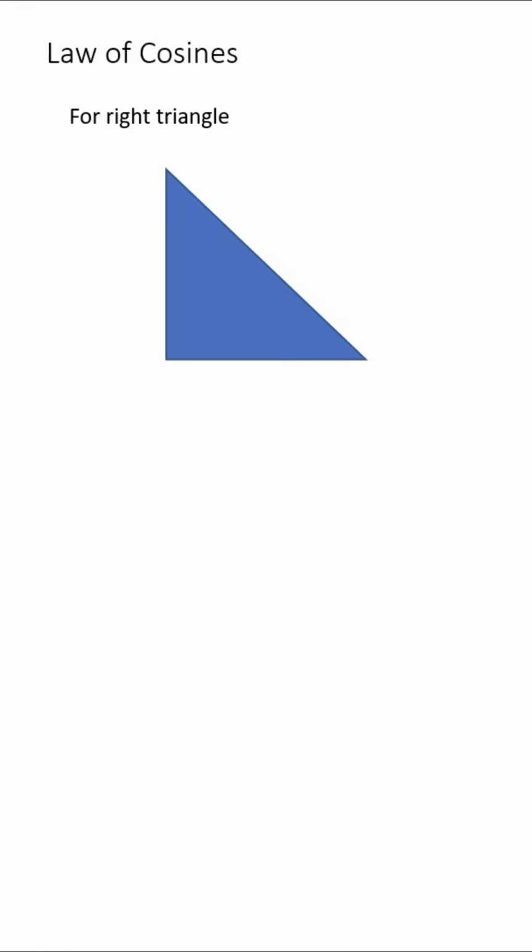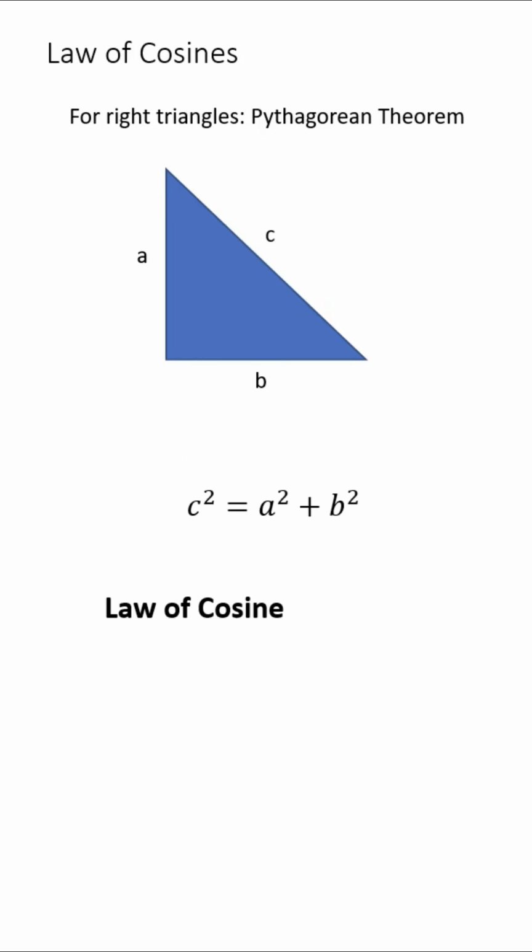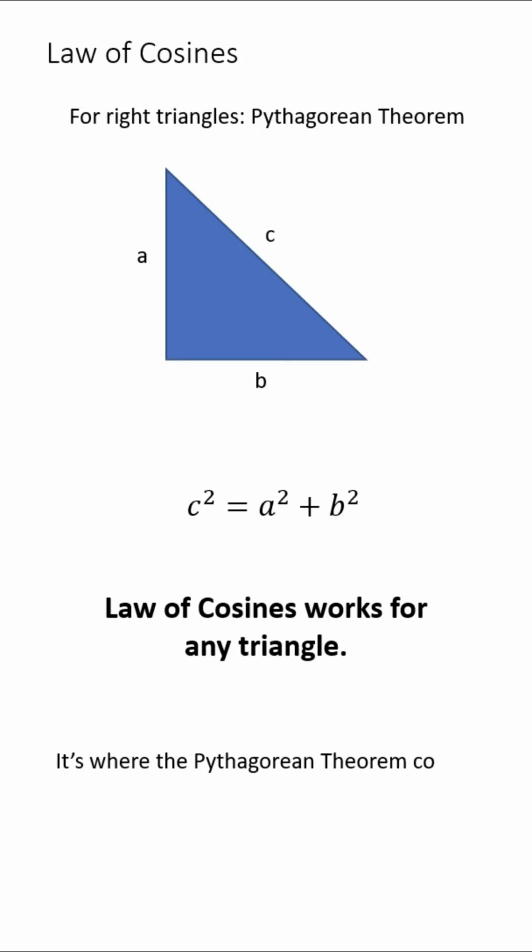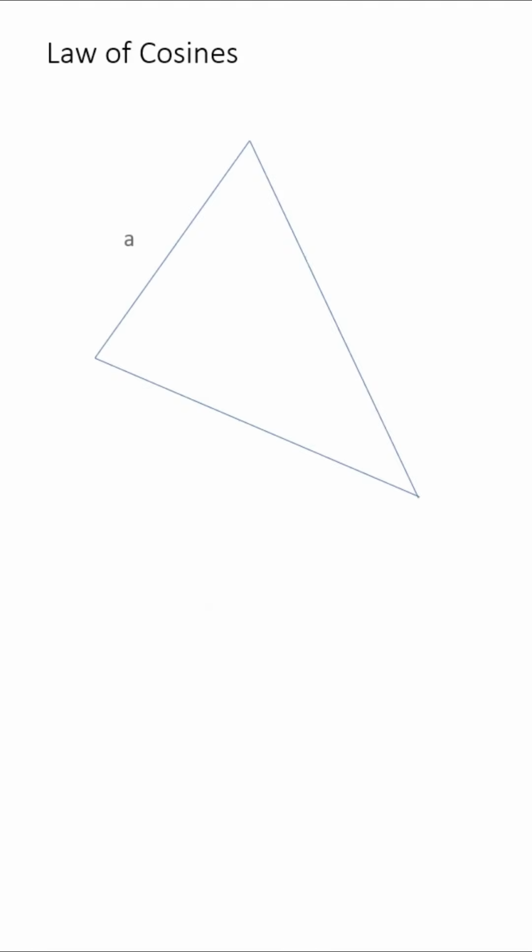For right triangles, we should be used to using the Pythagorean theorem, which states that a squared plus b squared equals c squared, or the sum of your two shorter sides squared equals the hypotenuse, or your longer side, squared. The law of cosines has an additional term compared to the Pythagorean theorem. So if we look at a triangle that is not a right triangle, but instead has an angle of beta opposite our longest side, we can go in with the law of cosines.